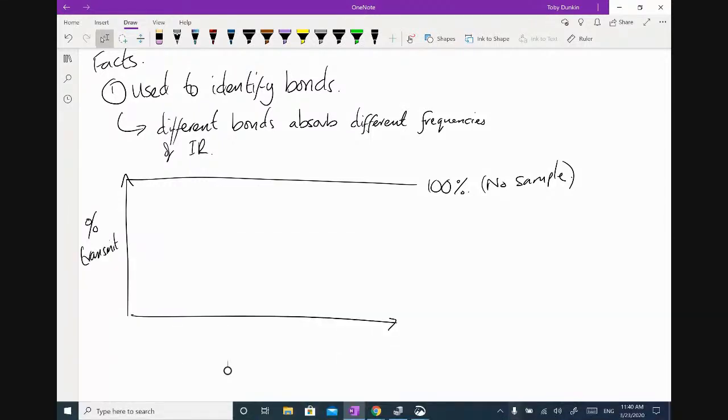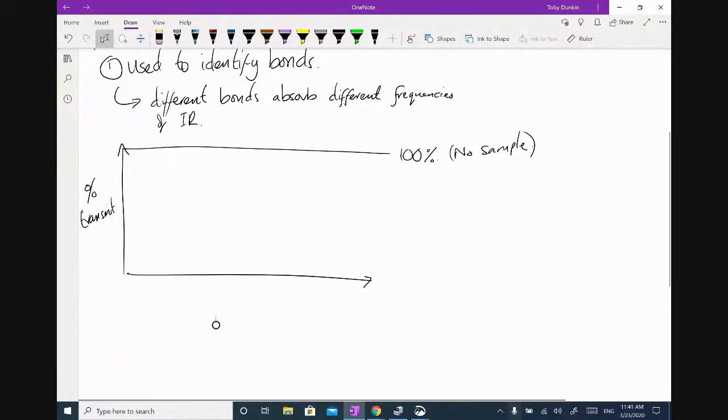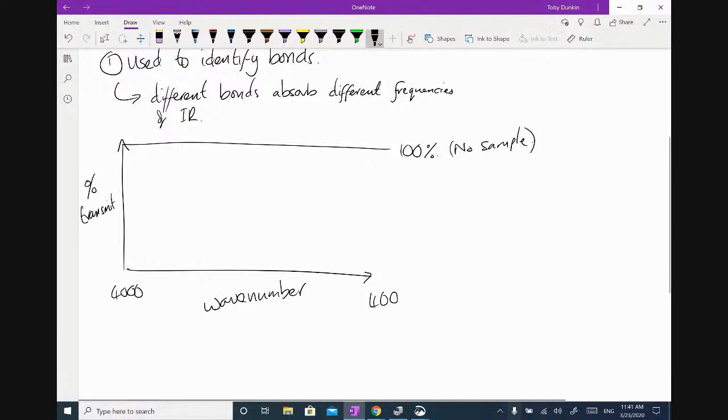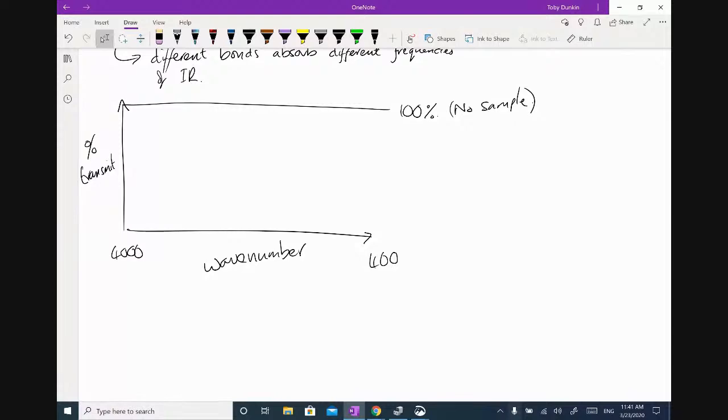Okay, next thing is, different bonds absorb different frequencies of IR. We realize that the y-axis is percentage transmittance. And at the bottom, we have a rather odd thing, which is it goes from a large number on the left to a small number on the right. Now, this is actually wave number, which is really weird. It's a bit odd, but it's wave number rather than frequency. But can I just say that frequency and wave number are exactly the same in chemistry?